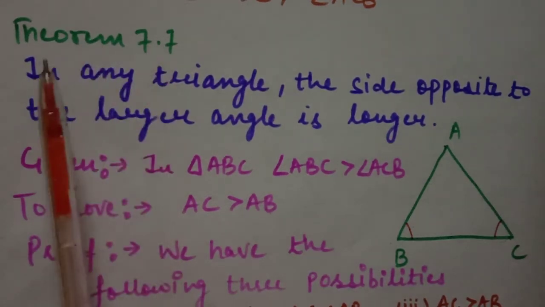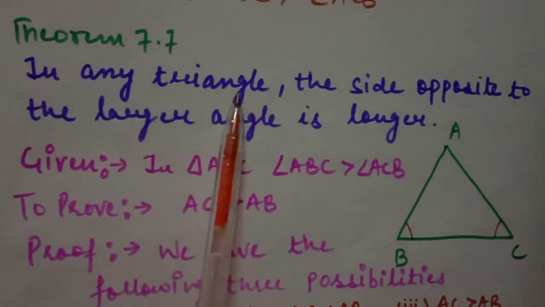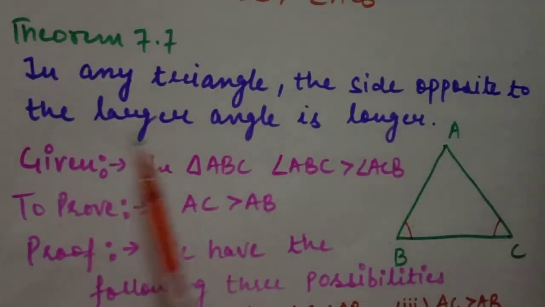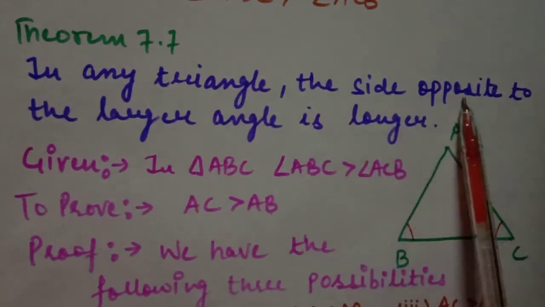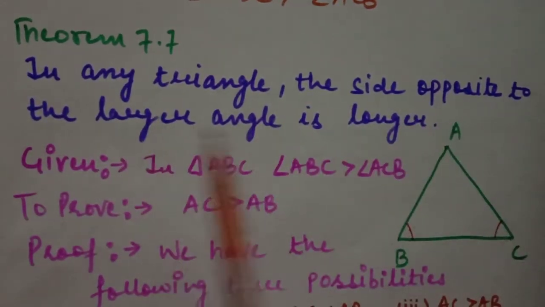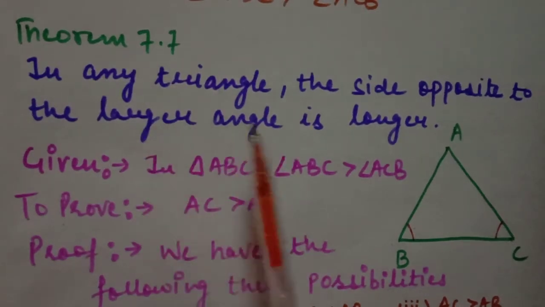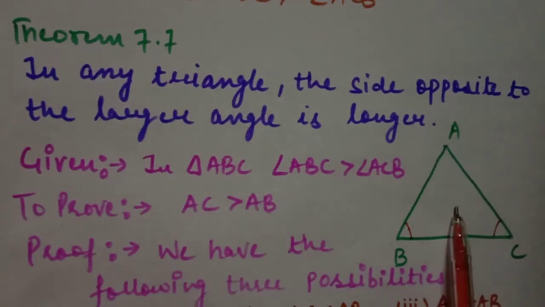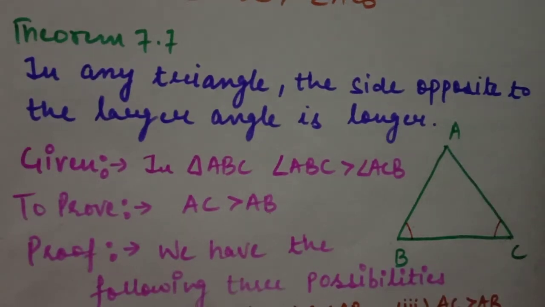Theorem 7.7. In any triangle, the side opposite to the larger angle is longer. So students, according to the statement, what is given? The side opposite to the larger angle is longer. It means the larger angle is given. In a triangle, we will fix which angle is larger. According to us, you can change it also.